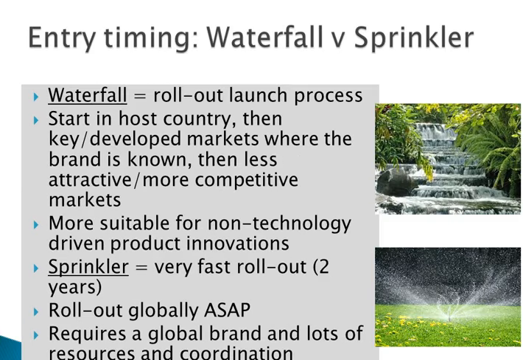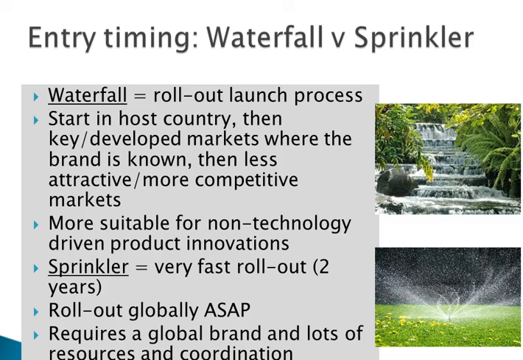And then finally, the last issue to consider is how we enter. Do we do it progressively, which is called a waterfall entry? So we do one step at a time. If you look at the image, it sort of steps down, next market, then next market, then next market. Or do we do a sprinkler, trying to hit everything at once, as fast as we can?